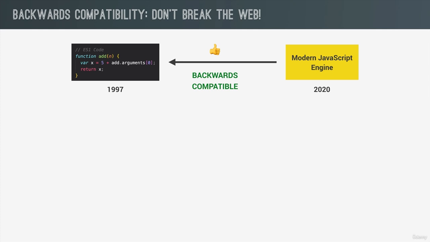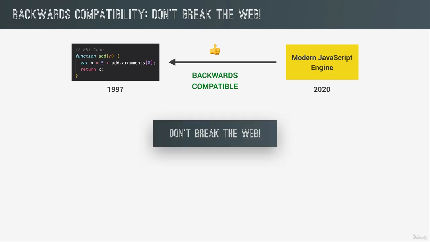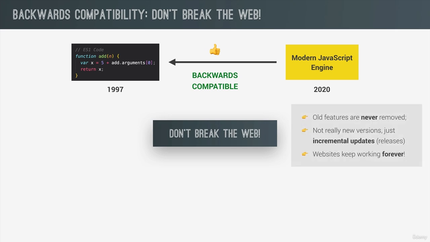And it works this way because of the fundamental principle that's baked into the JavaScript language and its development, which is to not break the web. This means that there is almost never anything removed from the language, but only added in new versions. And actually, we cannot really call them new versions even, because they do not contain breaking changes like when other languages move to a new version. Instead, new versions are always just incremental updates which add new stuff. And so I like to call them releases and not versions.